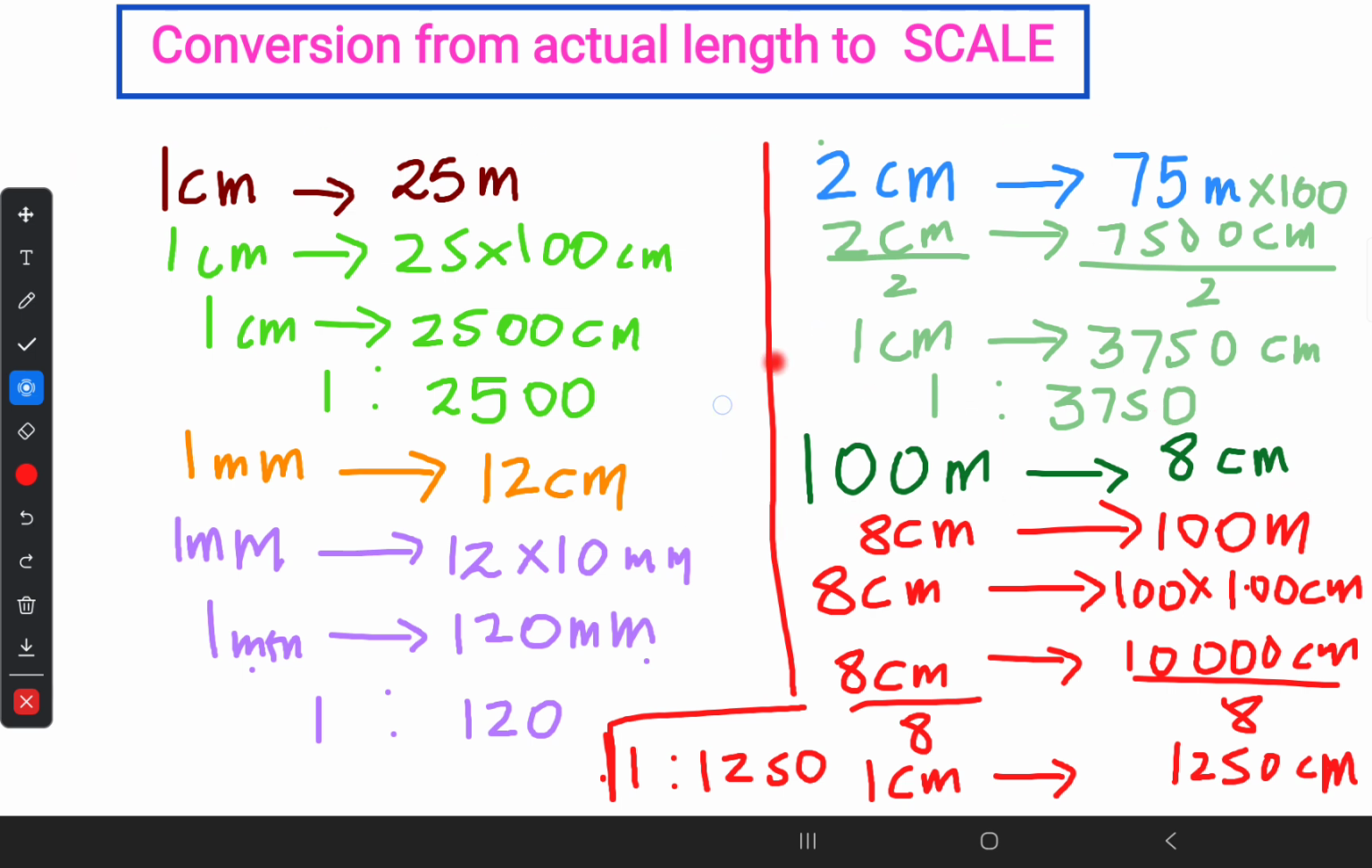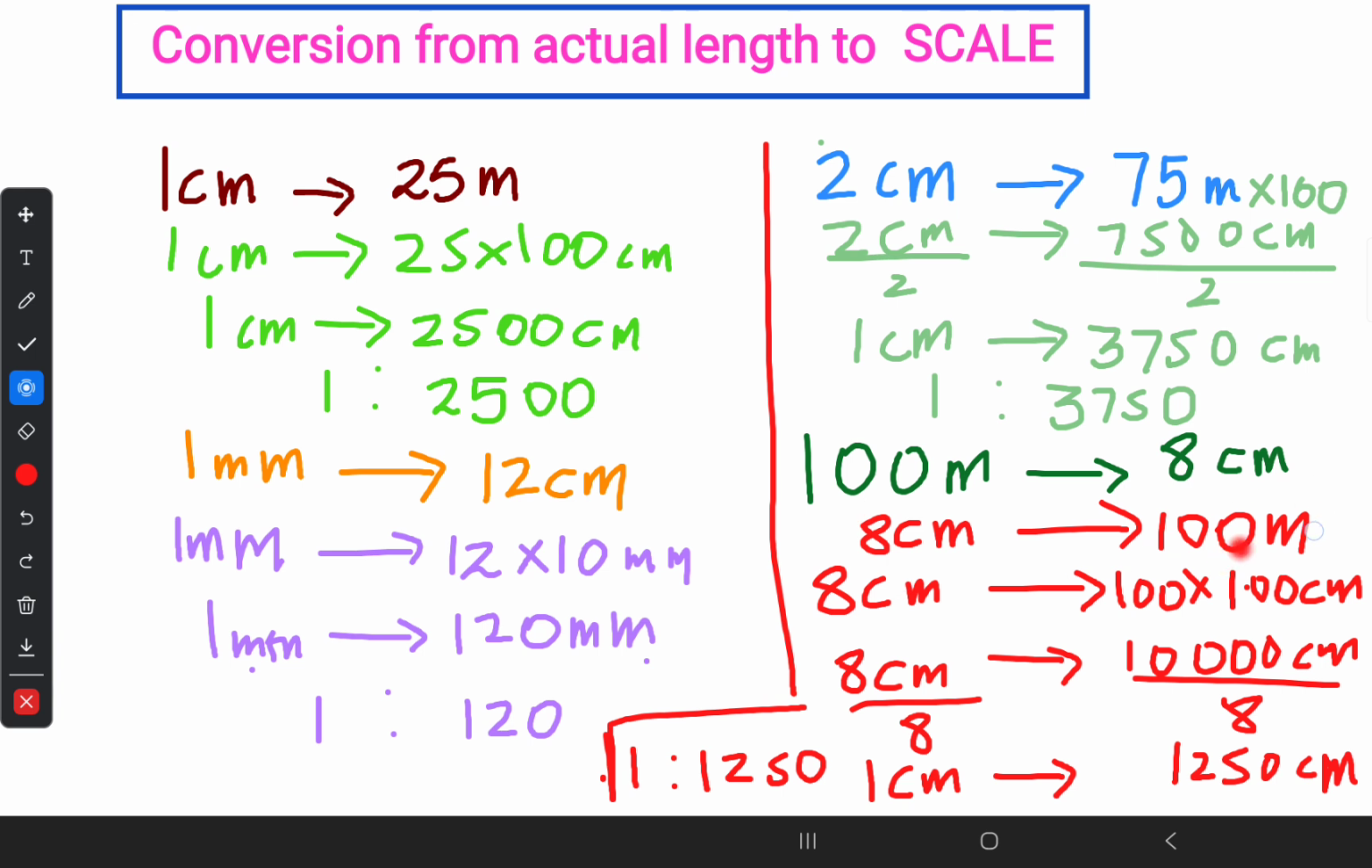Final case, we had 100 meters on the left hand side. But traditionally we are familiar with these kinds of questions with the lesser value on the left hand side and the higher value on the right hand side. For that only I just rearranged the question. I didn't change any units or any values. I just rearranged according to our convenience.